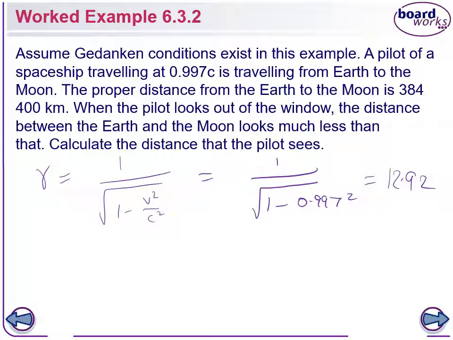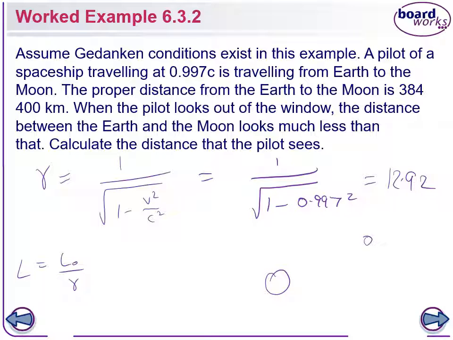And again, our length contraction equation: L equals L naught on gamma. Now, the tricky part with distance contraction is working out the difference between L and L naught. If we are going from the Earth to the Moon, for L naught we need to be in the same frame of reference as the Earth and the Moon. So to work out L naught, our proper length, we have to be stationary compared to the Earth and the Moon.